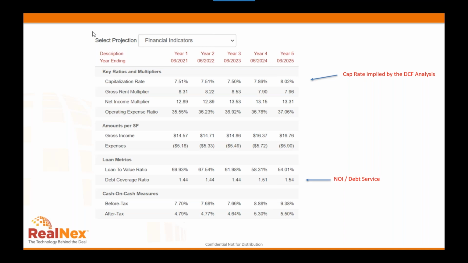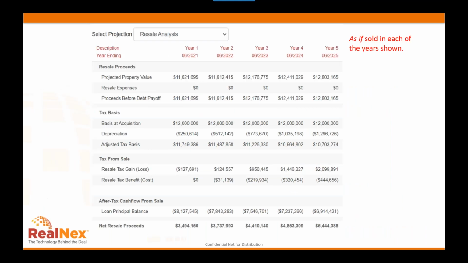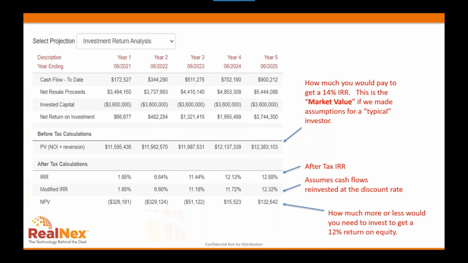And then our after-tax cash on cash return that we talked about, and before tax cash on cash return. Oops, okay, pushed the wrong button there.